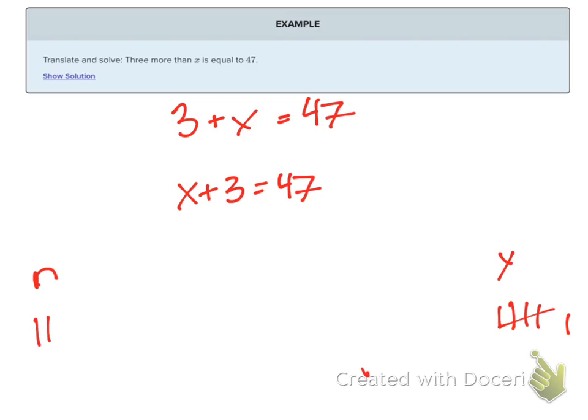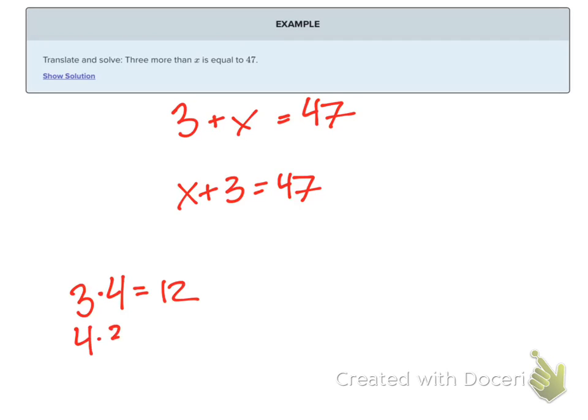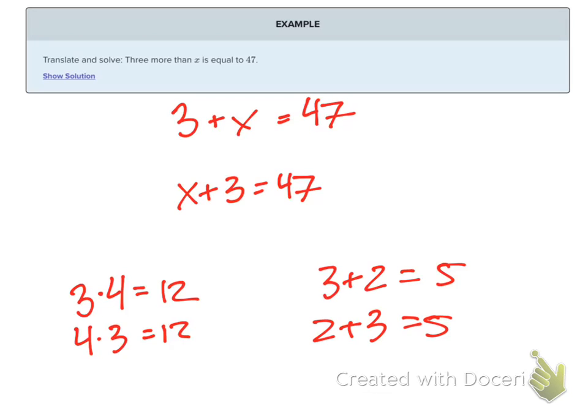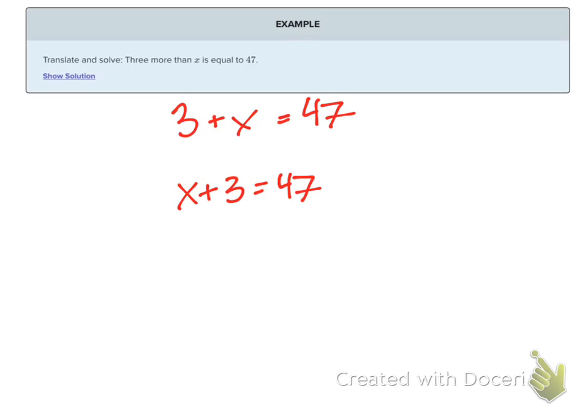Yes, they are correct. Now, this only works when it's addition or multiplication. Remember, 3 times 4 equals 12 is the same as 4 times 3 equals 12. Fact families! 3 plus 2 equals 5 is the same as 2 plus 3 equals 5. Fact families! But had it been a minus, let's say this problem was 3 minus x equals 47. Yes, x is just negative 50.